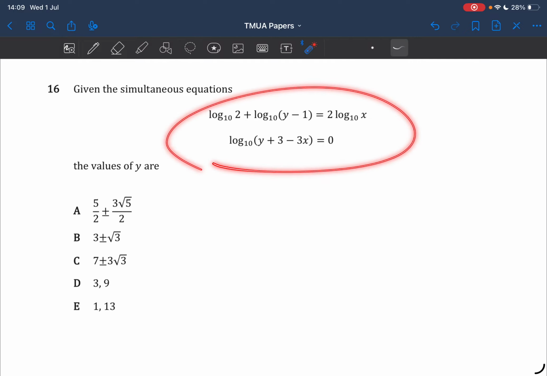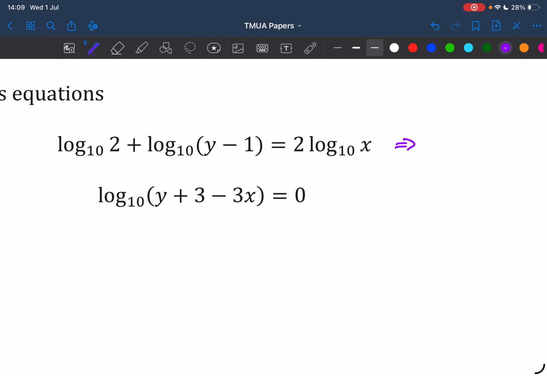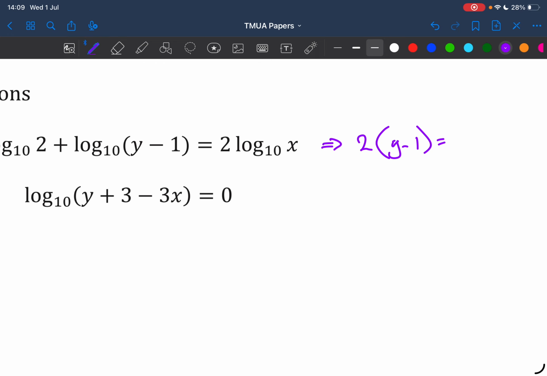These log things, just get rid of the logs if we can straight away. So this top one, what's it actually saying? Well, the left-hand side, there's nothing at the front. So it's just going to be 2 lots of this. And we can bring that up the top. So 2 lots of y minus 1 is equal to x squared.